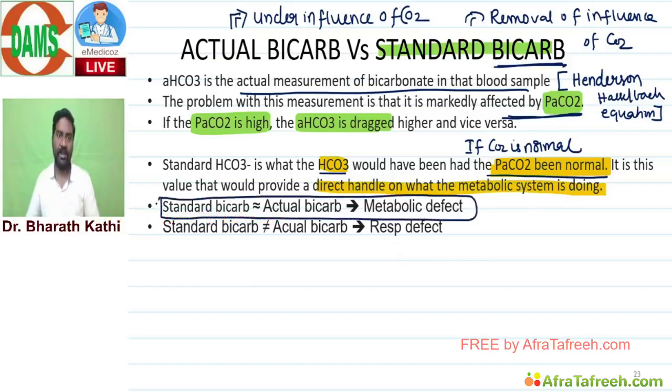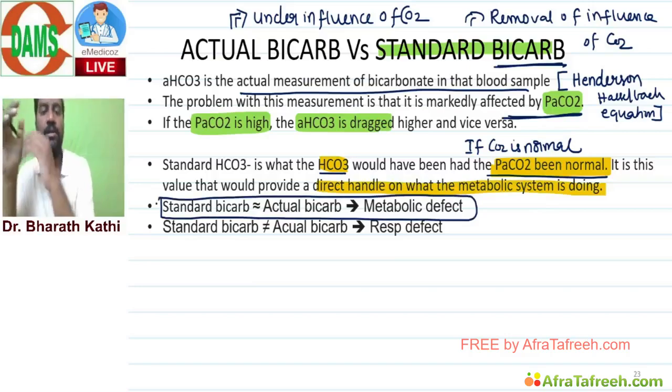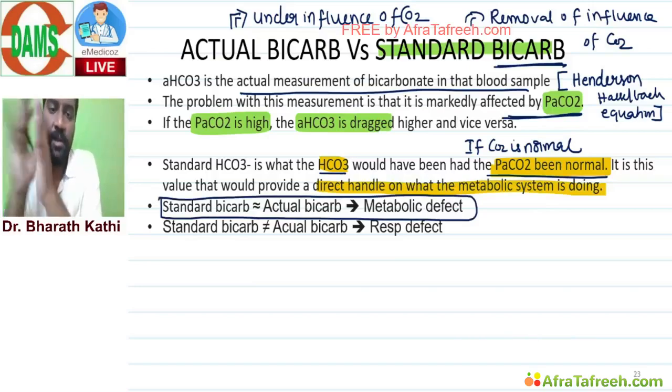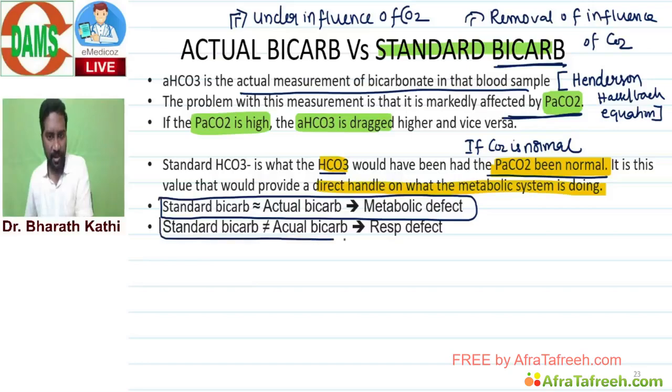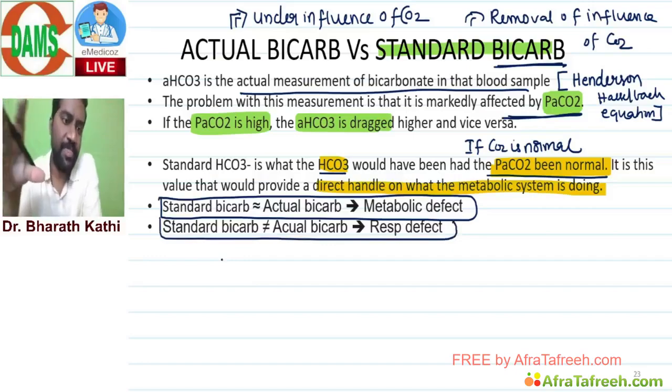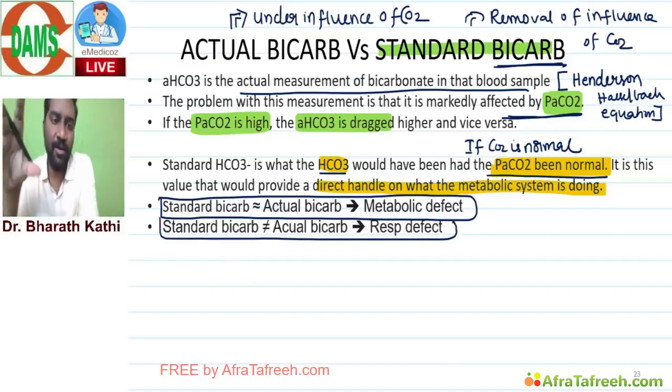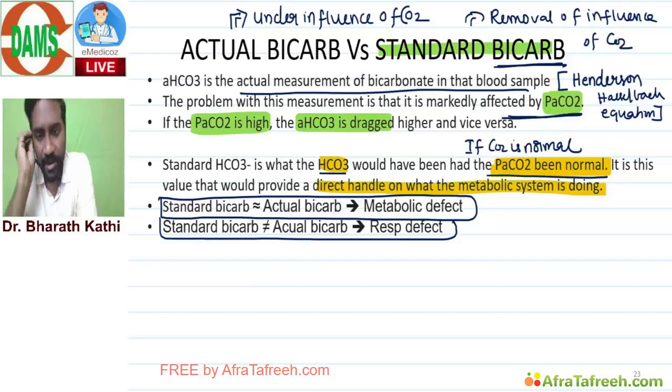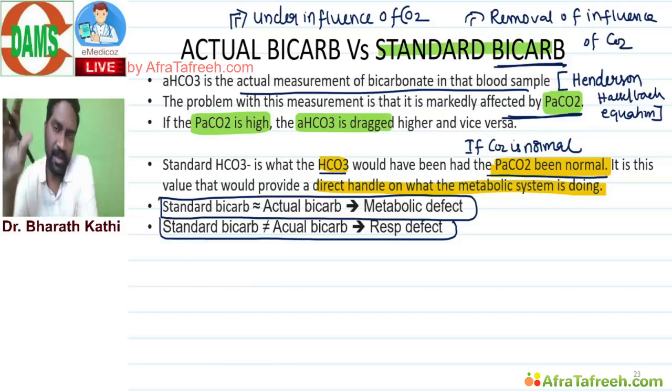If standard and actual bicarbonate are correlating, it means there is a metabolic defect. The reason is a metabolic defect. If standard and actual bicarbonate are not correlating, it means all this time the change in bicarbonate was due to a respiratory defect. Just keep this in mind. I will give you some questions so that you will understand better.